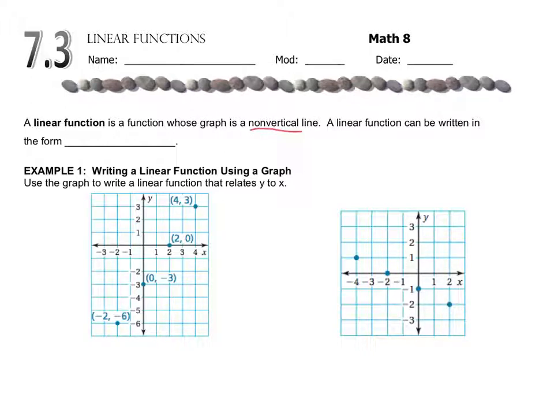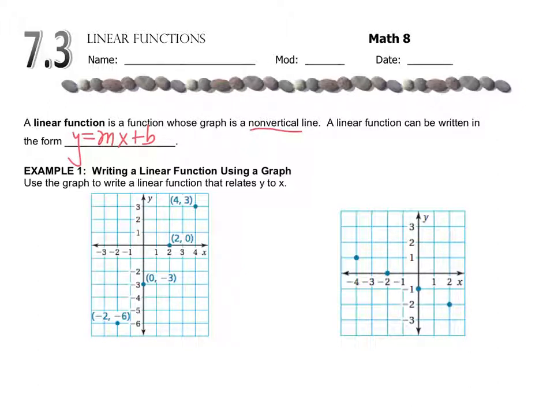The only line that would not also be a function is the vertical line. So the definition includes non-vertical lines. All other lines, horizontals and all the diagonals, would be a linear function. A linear function can be written in the form that we've seen so much of this year, y equals mx plus b. So if I can see a graph or a table or some ordered pairs, and I can put it into y equals mx plus b, then I would know I have a linear function.